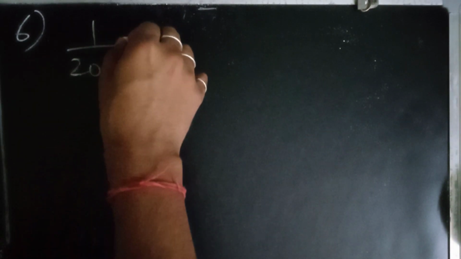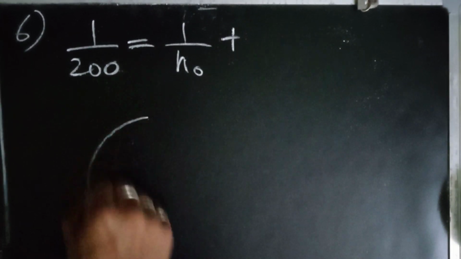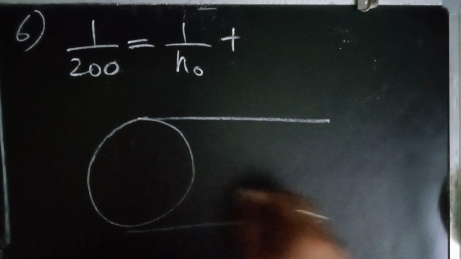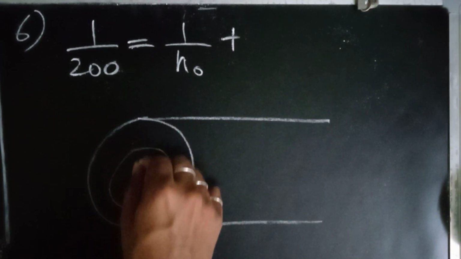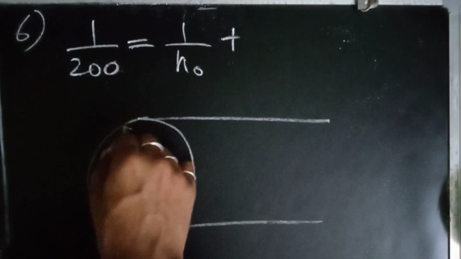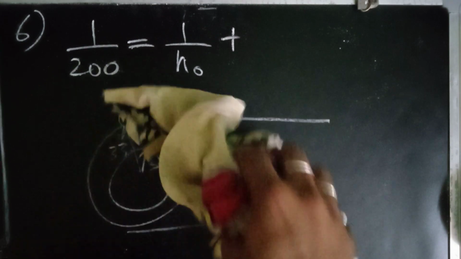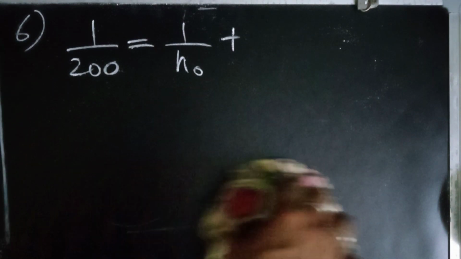The outer one was given as 200, and we can write it as 200 is equal to 1 by h_o plus the terms. Let me draw it a better way. Now this was 30 and this was 33. So 33 was the outside diameter and 30 was the inside diameter. I guess it was in millimeter.